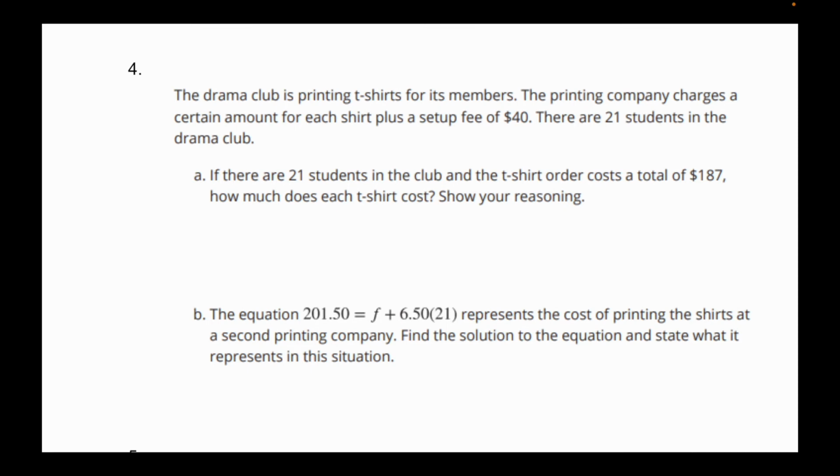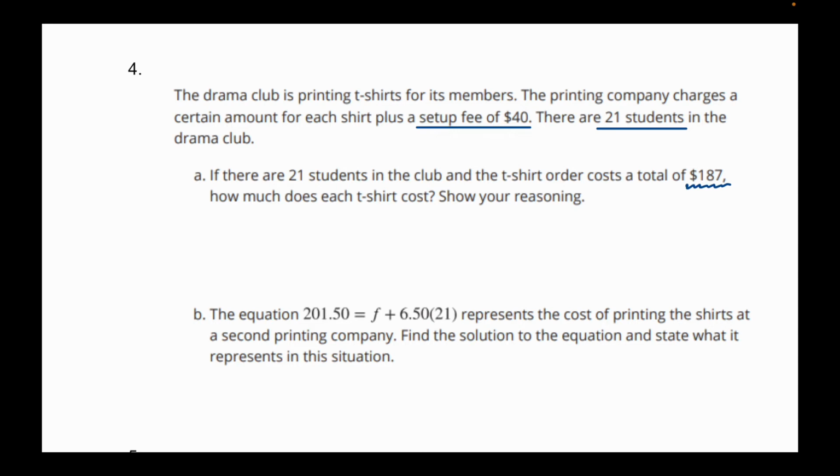The drama club is printing t-shirts for its members. The printing company charges a certain amount for each shirt, plus a setup fee of $40. And there are 21 students in the drama club. So a setup fee is something you would pay once, because they're not asking you to set up every single shirt. And then we know that there are 21 students, so we know there's a certain number of people in the club. So if there's 21 students and the t-shirt order costs $187, they are asking us how much does each shirt cost.